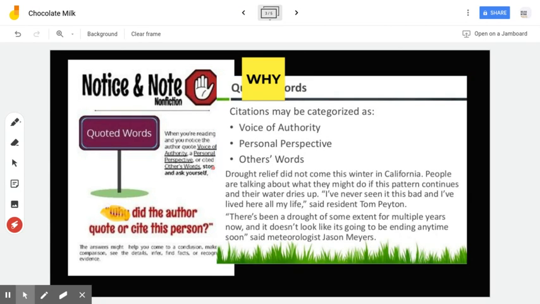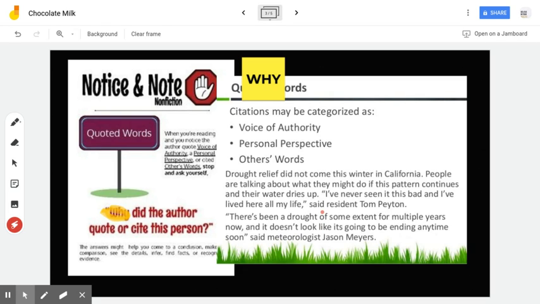So let's read this. It says, drought relief did not come this winter in California. People are talking about what they might do if this pattern continues and their water dries up. Oh, here are the quotes. So I'm noticing that right now. "I've never seen it this bad, and I've lived here all my life," said resident Tom Payton. So here's some quoted words right there. "There has been a drought of some extent for multiple years now, and it doesn't look like it's going to be ending anytime soon," said meteorologist Jason Myers.